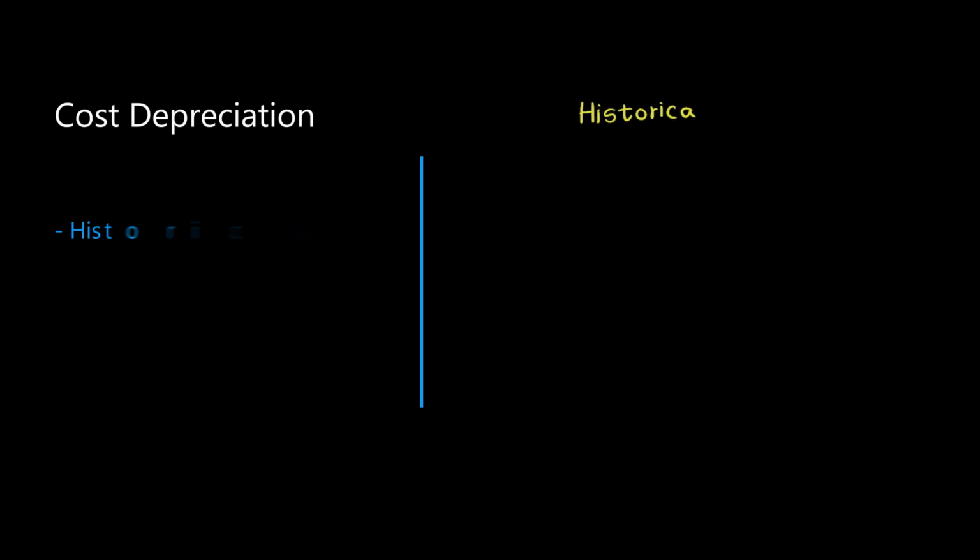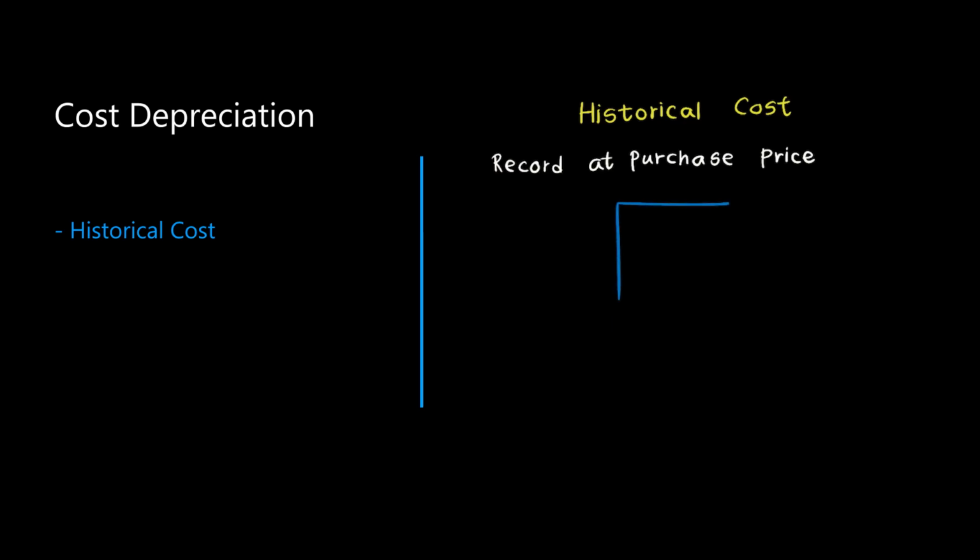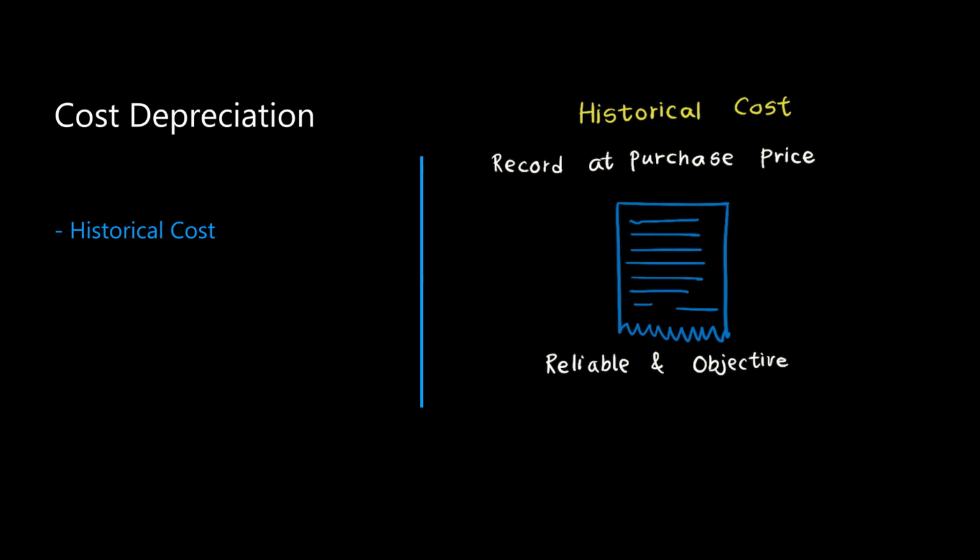Historical cost is another big principle. When you buy an asset, you record it at what you paid for it. That's historical cost. It's reliable because you have objective evidence of the transaction. The alternative would be recording assets at current market value, which requires estimation and judgment.